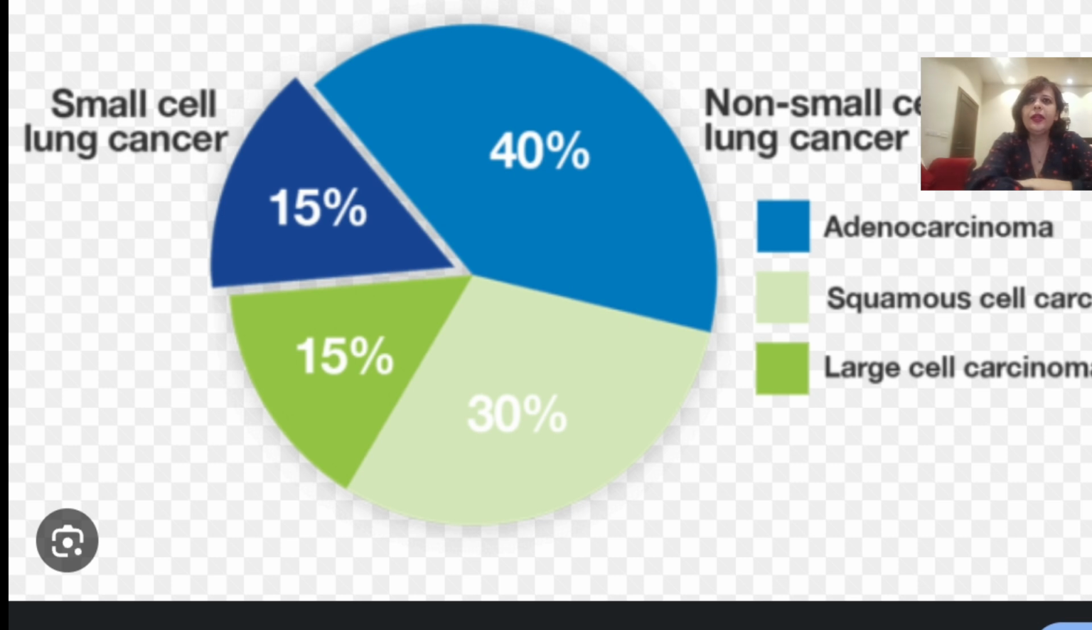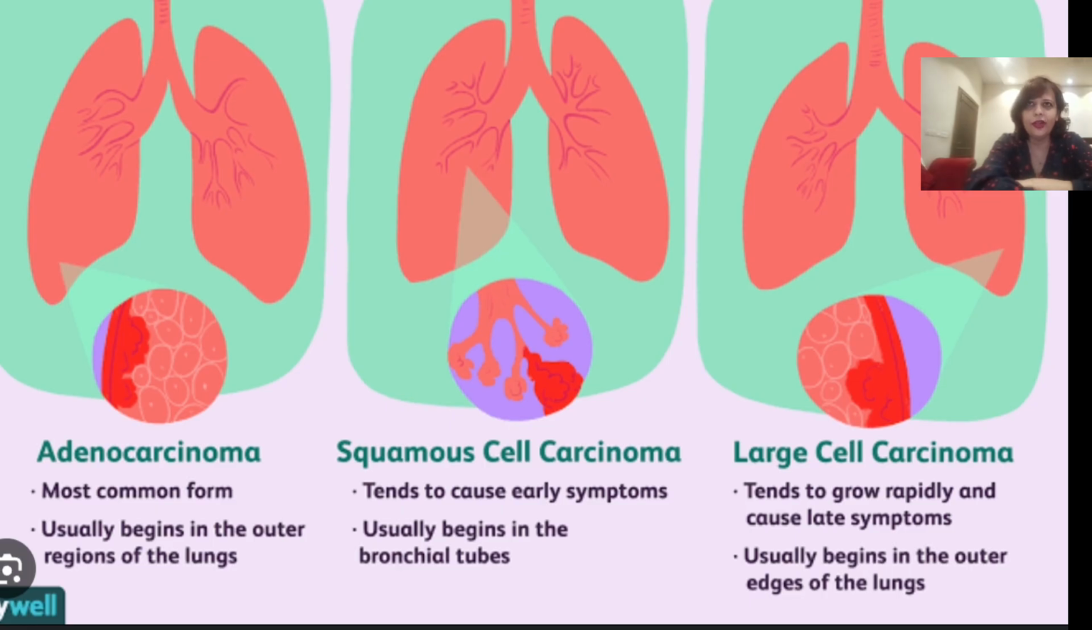Now, if we see how these tumors arise from the bronchial tree or from the lungs, we will be able to see that small cell tumors and squamous cell tumors are central tumors, while the large cell tumors and adenocarcinomas are usually peripheral tumors.